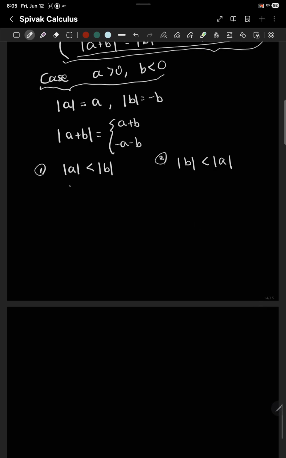So A is greater than 0. So the absolute value of A is less than the absolute value of B, which is negative B. This means that minus B is less than or equal to... negative B minus A is greater than 0.